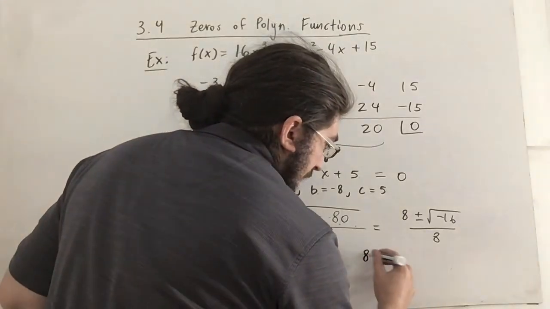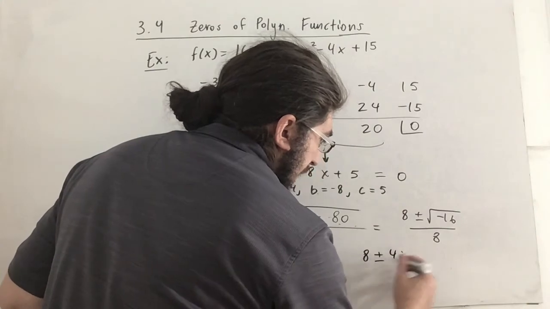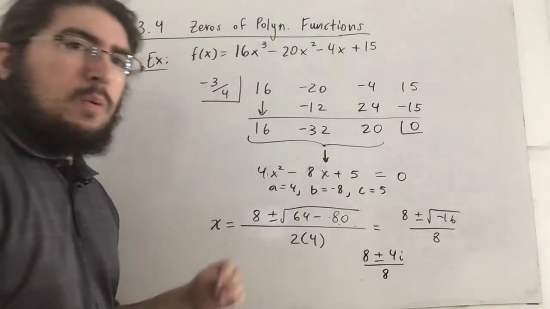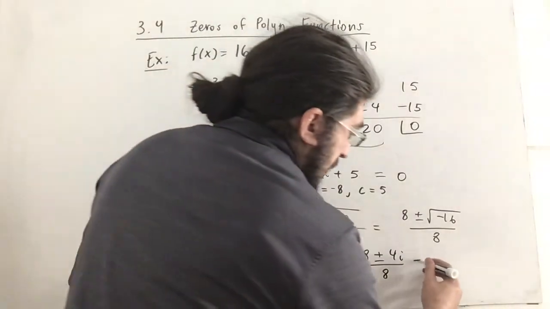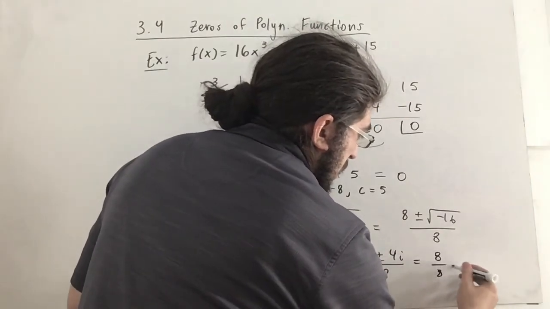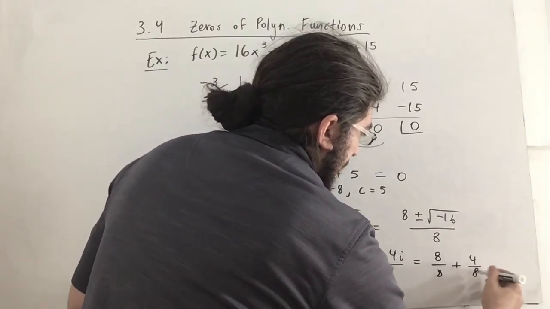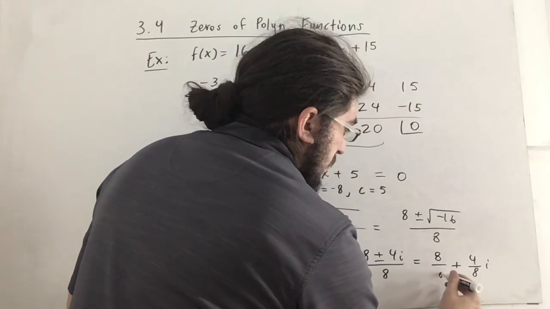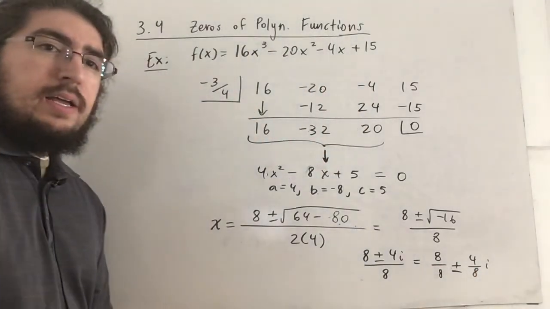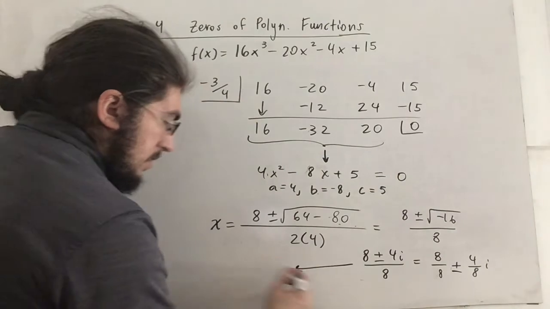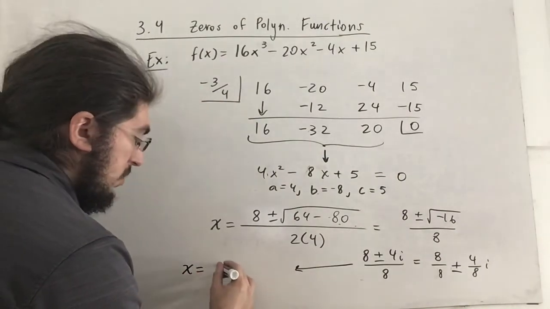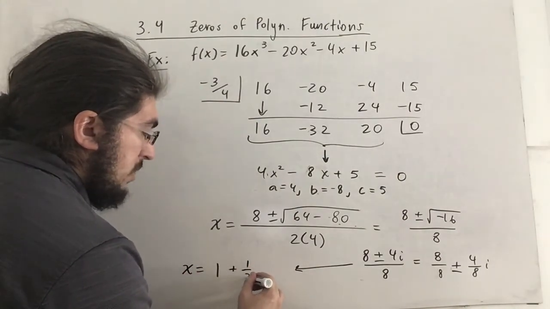So this is going to be 8 plus or minus 4i all over 8. And remember what we do here, we split it up as 8 over 8 plus 4 over 8i, plus or minus 4 over 8i. So that actually reduces to the following. x is equal to 1 plus or minus 1/2 i.